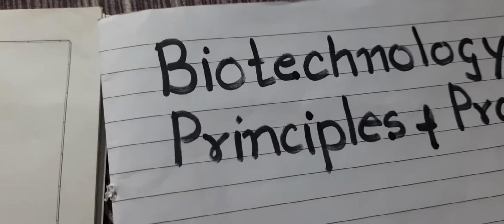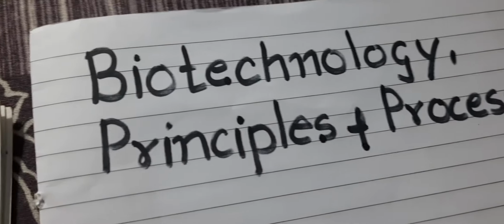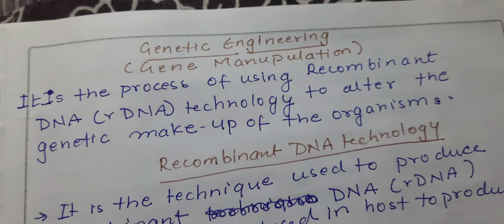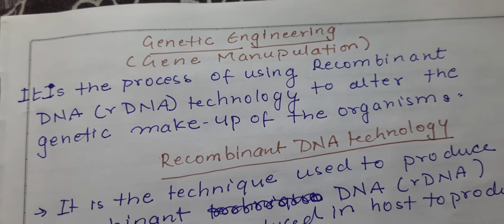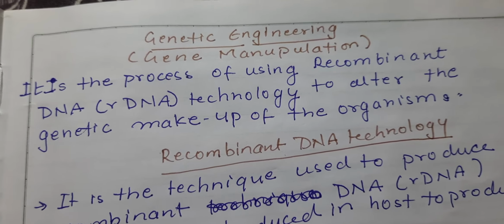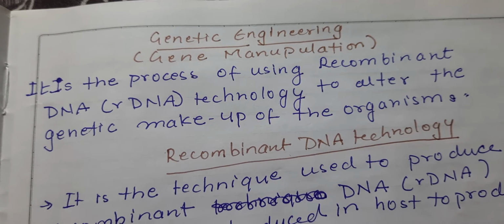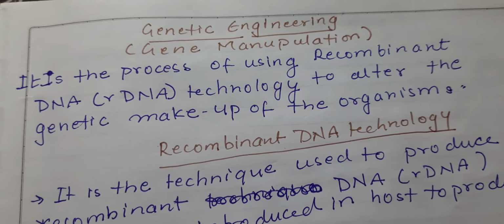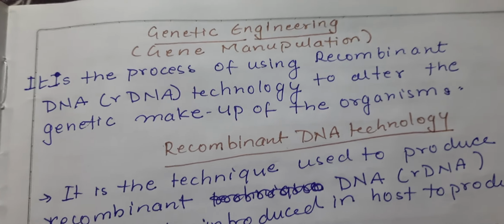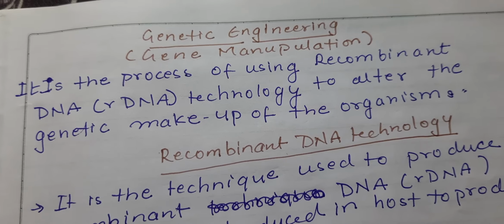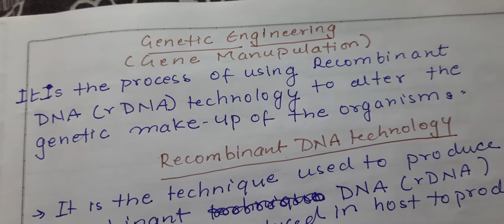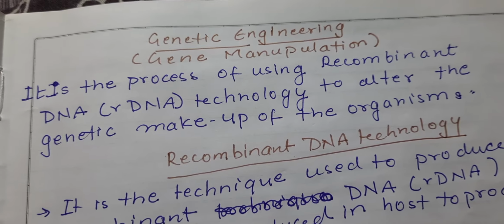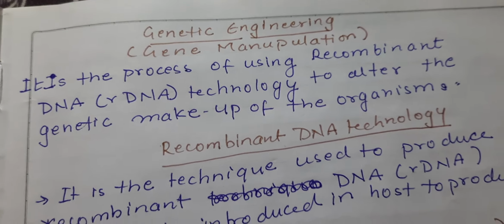Next we will be dealing with certain important terms which will help you to understand biotechnology. First is genetic engineering, which is also known as gene manipulation. It is the process of using recombinant DNA, that is rDNA technology, to alter the genetic makeup of the organism. Whatever original genetic makeup is present in the DNA is called the genetic makeup of the organism. If you alter the DNA, the genetic makeup of the organism is altered. This process is called gene manipulation or genetic engineering.